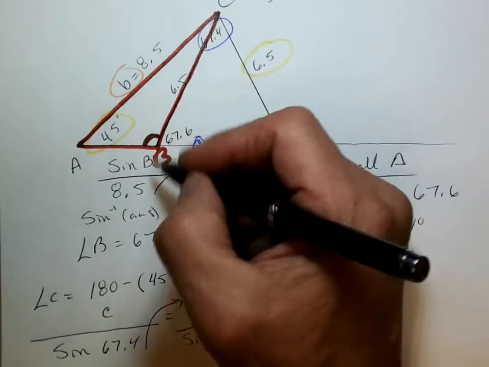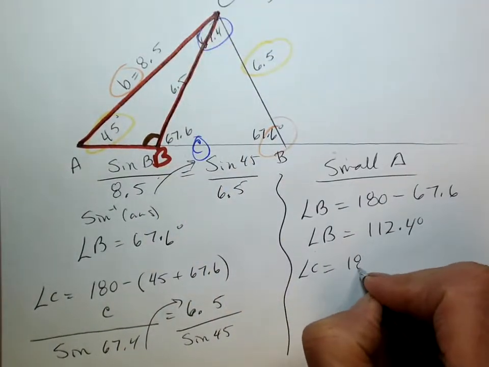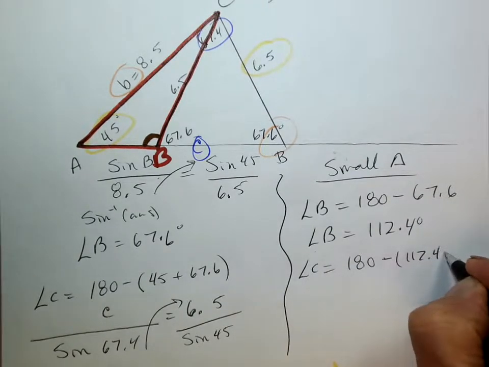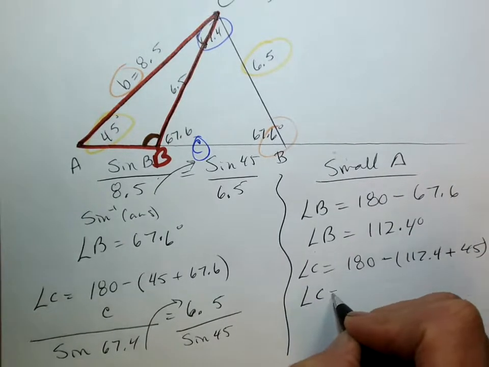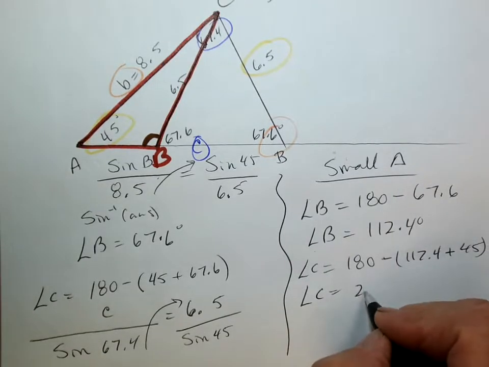So then, from here we can get angle C from 180, right, minus my 112.4, plus my 45, angle C equals, I don't know, give me a second, 180 minus 112.4 plus 45, 22.6.